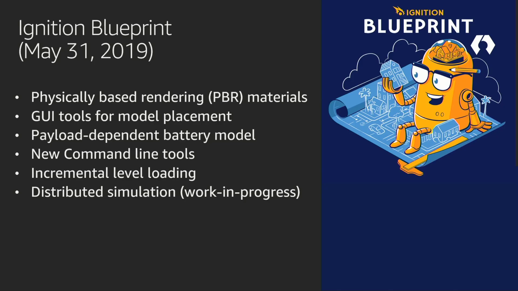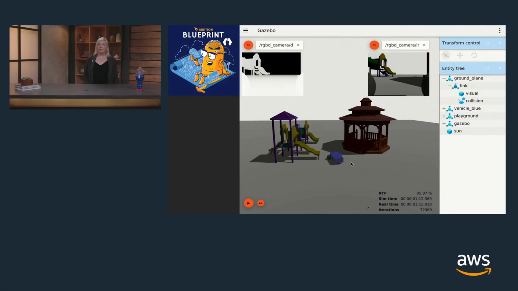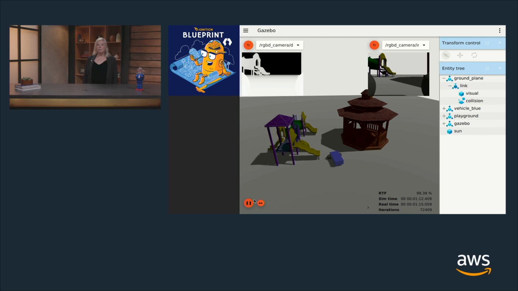Ignition Blueprint is the latest version in a long line of Gazebo tools, and it's built to work with ROS 2 from the ground up. Ignition Blueprint provides physically based rendering of materials, a GUI for model replacement, payload-dependent battery models, new command line tools, incremental level loading, and distributed simulation capabilities. We're still working on this a little bit. Let's take a look at what it looks like.